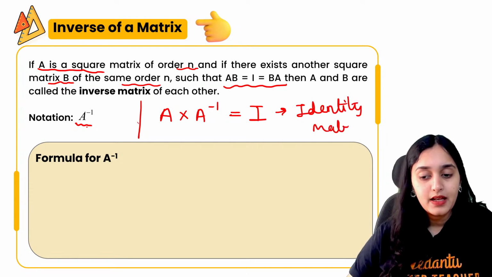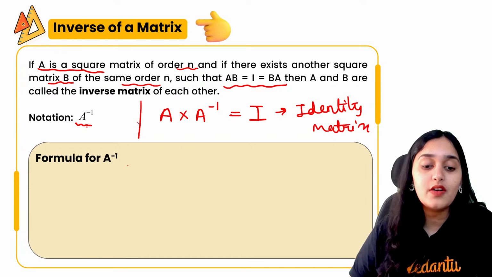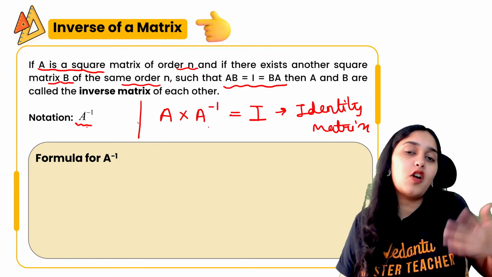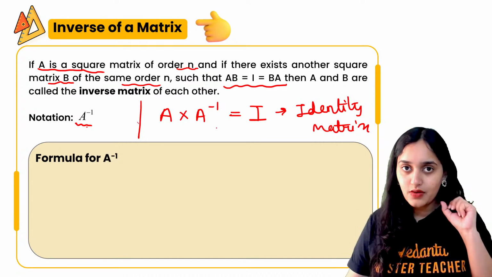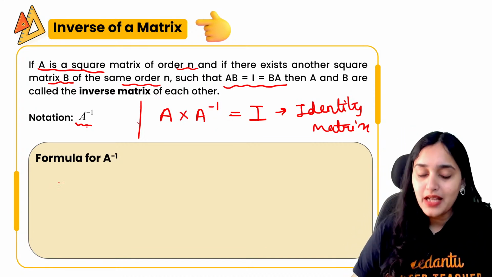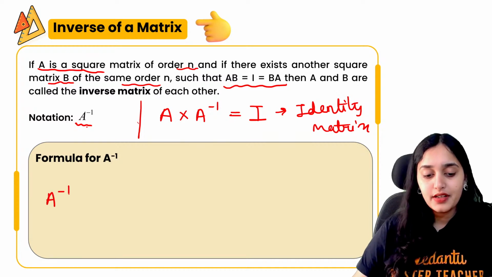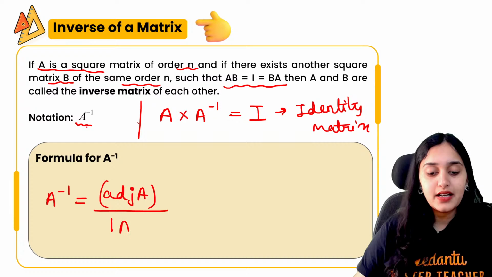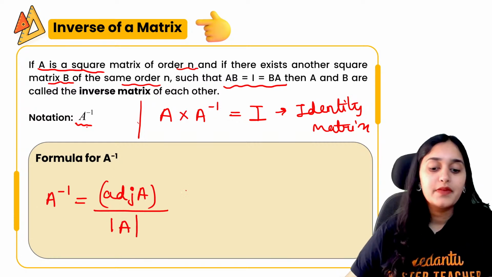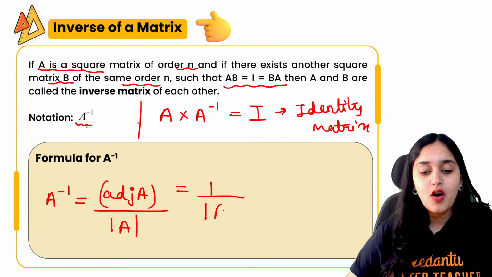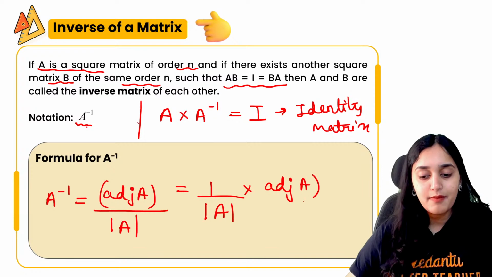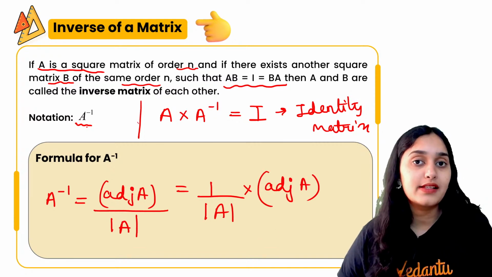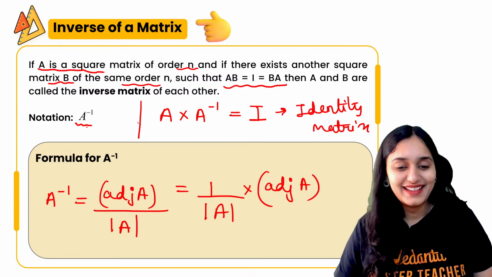Now what is the formula for finding A inverse? Now this is basically the concept of A inverse. But how do you find the inverse of a matrix? The formula is A inverse is equal to adjoint of A matrix divided by determinant of A matrix. So which is basically 1 upon determinant of A multiplied with adjoint of A matrix. It will be a matrix, of course. It will not be a single value, right?